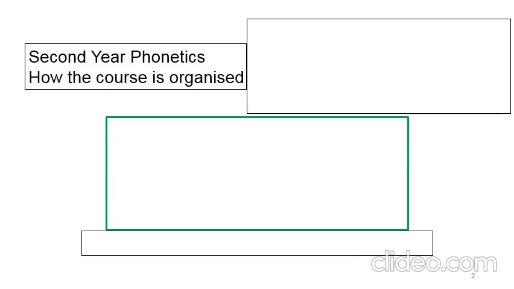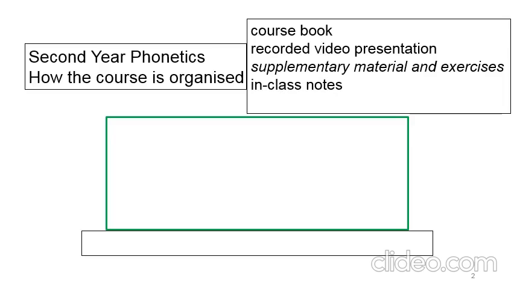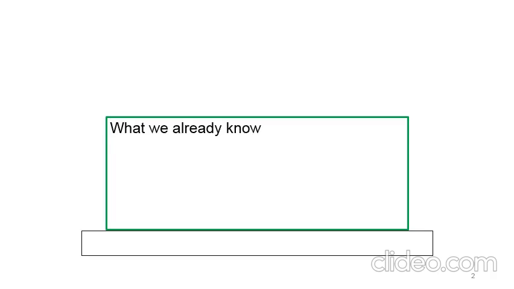First of all, how the course is organized. We have a course book. We have a recorded video presentation weekly. Please watch it at least once before you go to class. Take notes, do the exercises, and take those with you to class. There's supplementary material and exercises. When you attend class, take notes. After class, you'll receive a PDF file with embedded audio. This will be posted to the Facebook group. That was our first issue, how the course is organized.